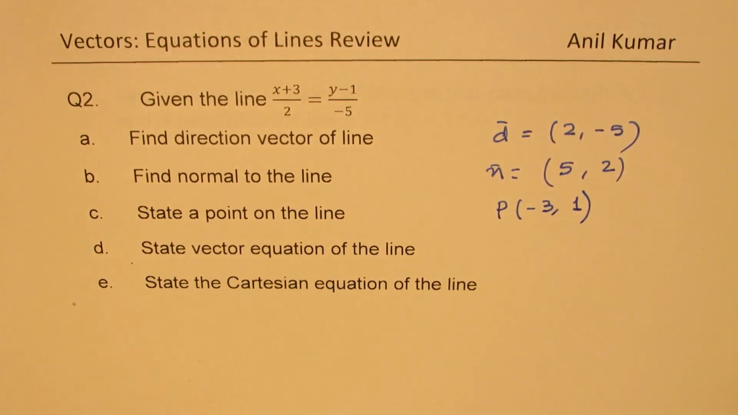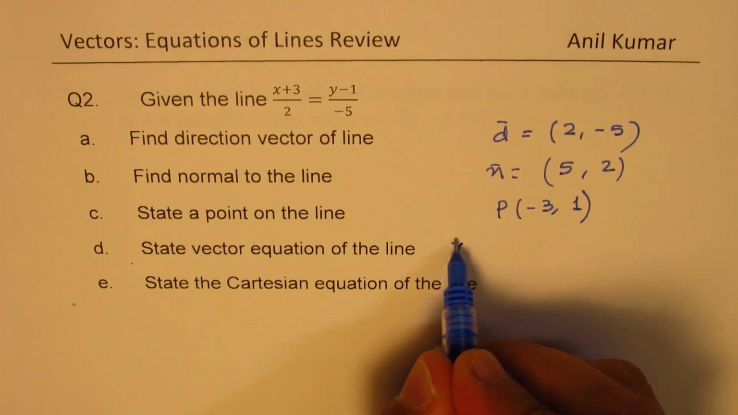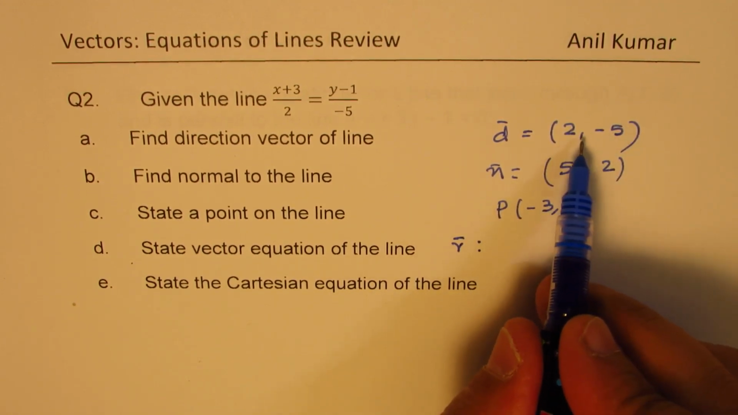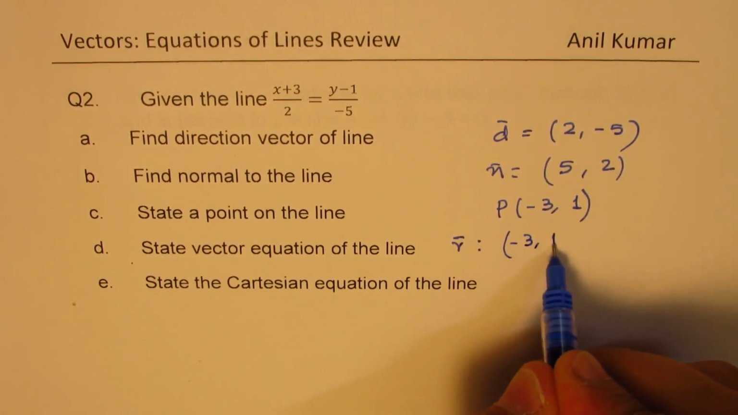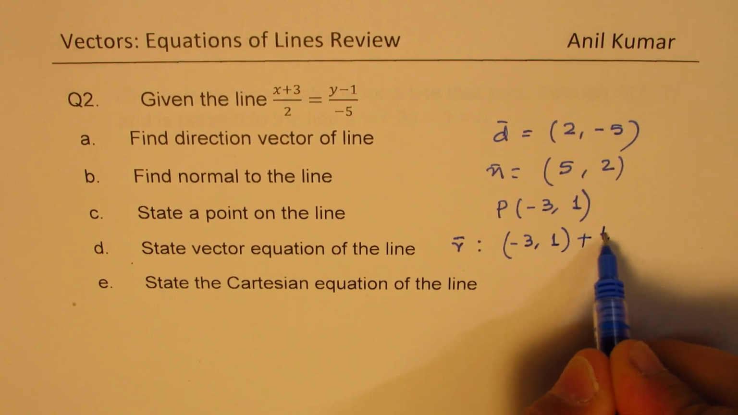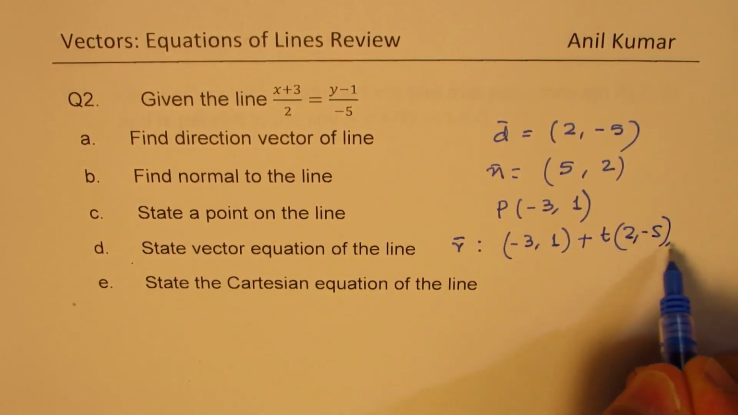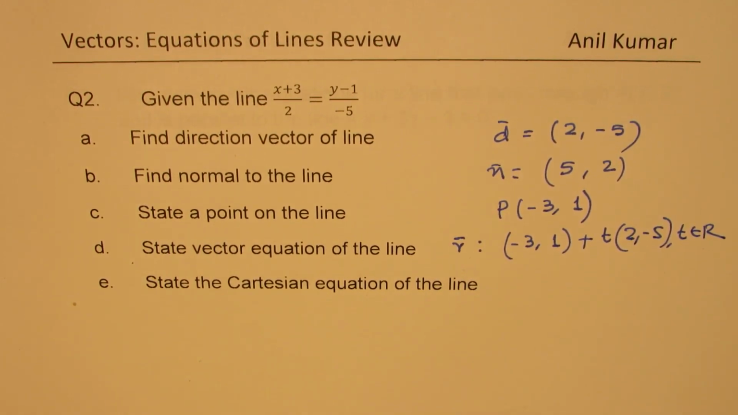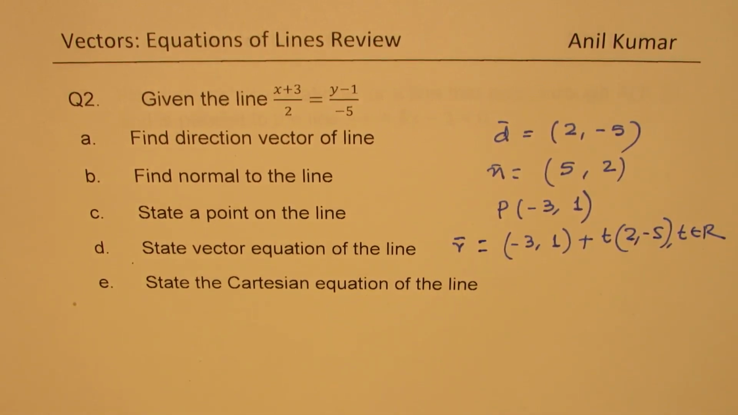State the vector equation of the line. Now once you know the point and the direction vector, we can write the vector equation of the line. Begin with the point which is (minus 3, 1), plus t times the direction vector which is (2, minus 5), where t belongs to the set of real numbers, right? So that becomes the vector equation of your line.